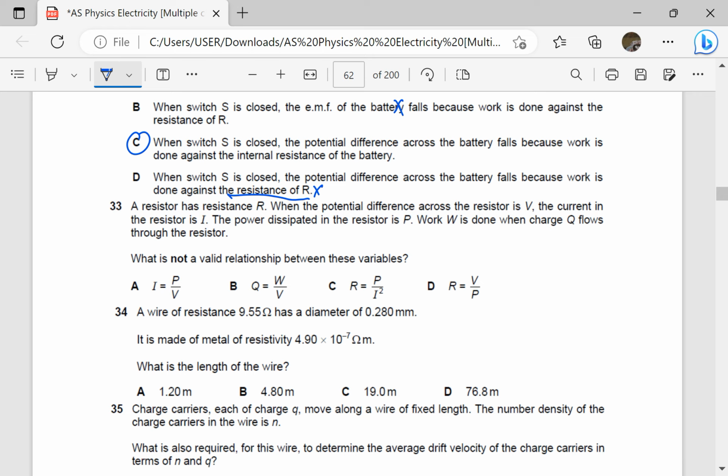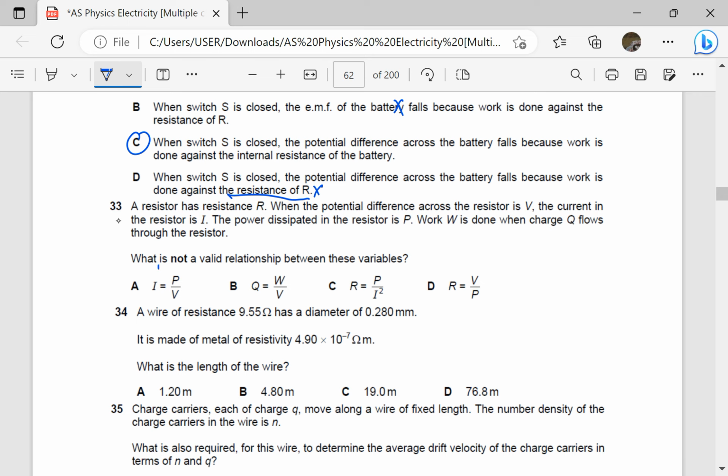A resistor has resistance R. When a PD across the resistor is V, the current in the resistor is I. The power dissipated in the resistor is P. Work is done when charge Q flows through the resistor. What is not a valid relationship between these variables? Okay, let's check this very well.